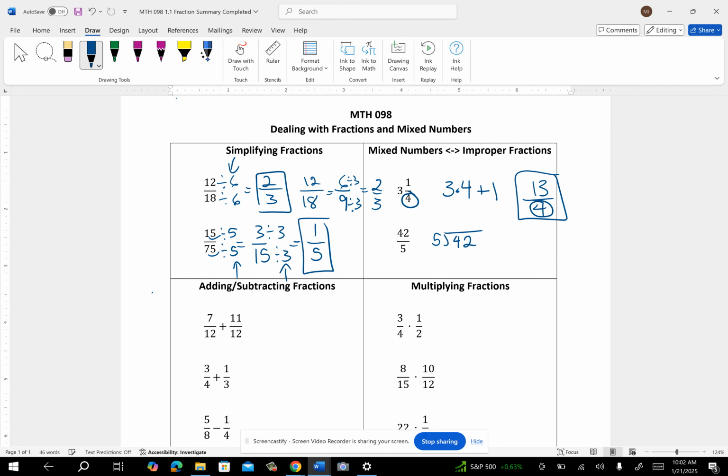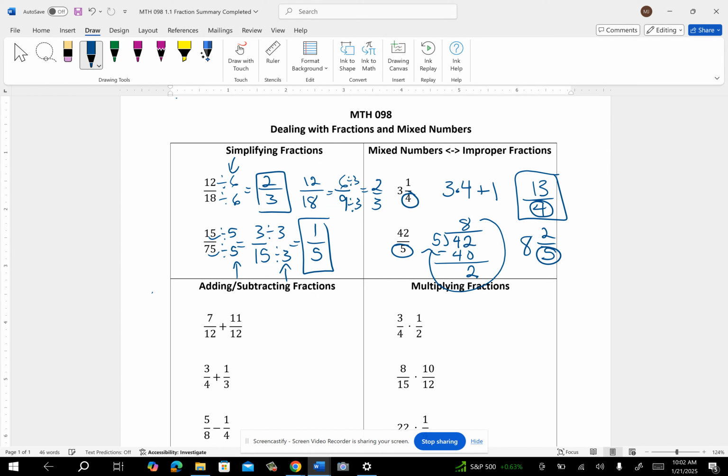So you could use your multiplication chart and see that if you go down the 5 column, 5 times 8 would be 40. Okay, and so 5 would go into 42 8 whole times, and then there'd be 2 left. So your answer would be 8 and 2/5. Make sure those denominators match. That helps sometimes getting things in the right spot.